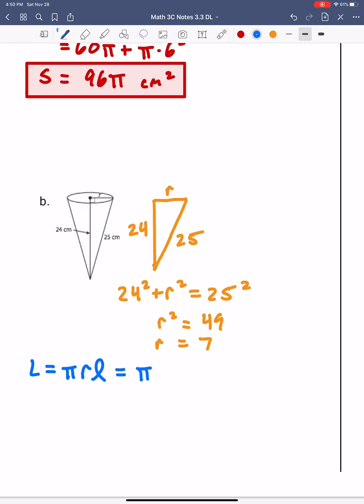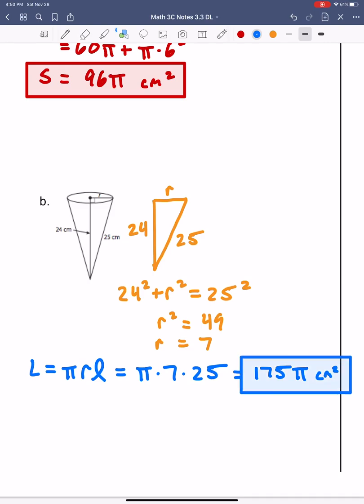And so that's going to be pi times the radius, which is 7, times the slant height, which they gave me this time as 25. And that's going to give me 175 pi. And that's centimeters squared as the lateral area. And so, of course, that's just the area around the sides.